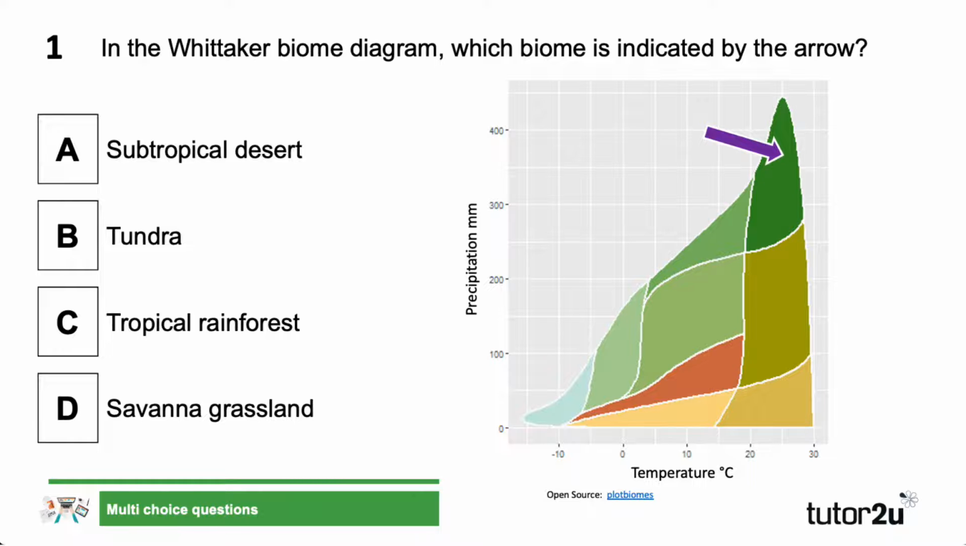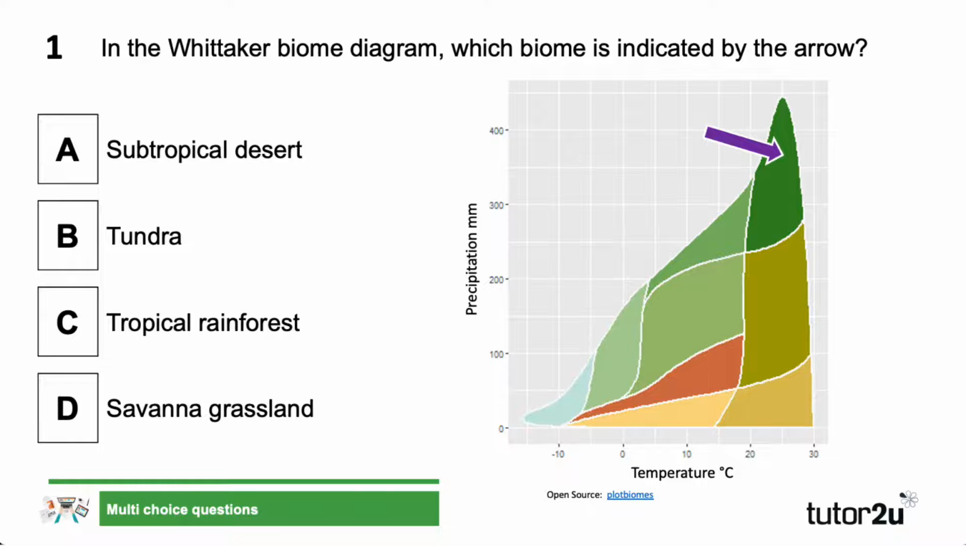So the first question is a Whittaker biome diagram, and the question is, which biome is indicated by the arrow? So take a look at that diagram. Make sure you look at the axes. So we have precipitation shown on the vertical axis, temperature on the horizontal axis. Notice the temperature ranges between quite a long way below zero, right up to around 30 degrees Celsius.